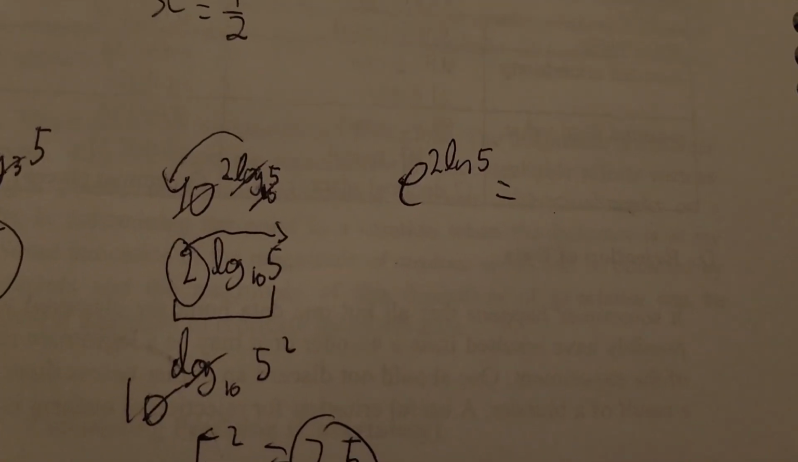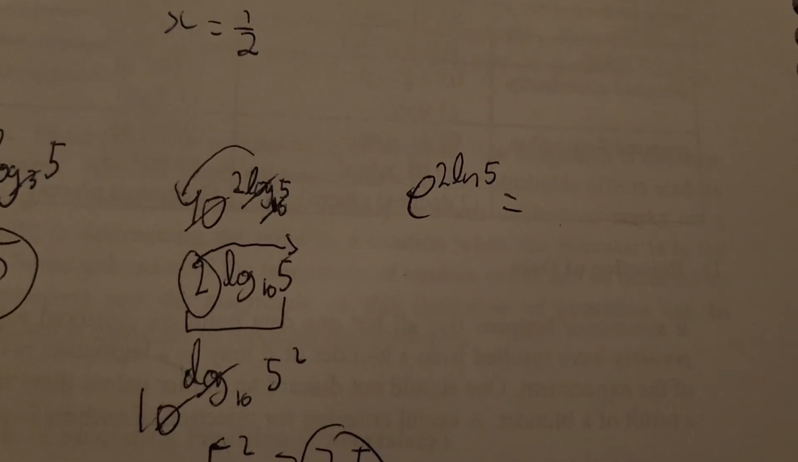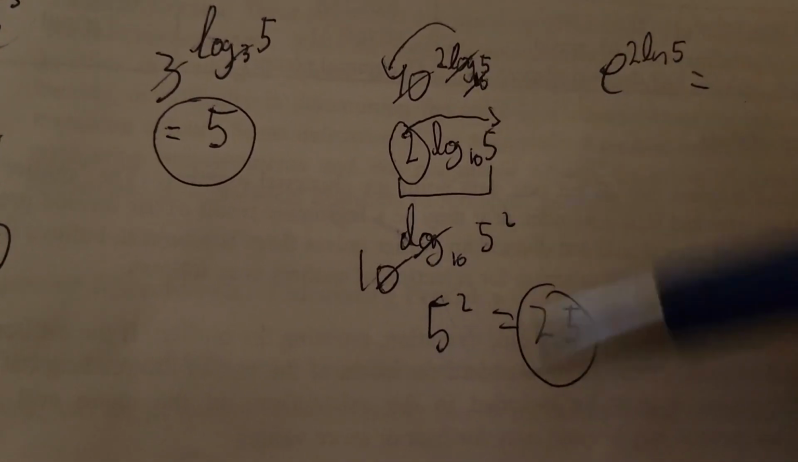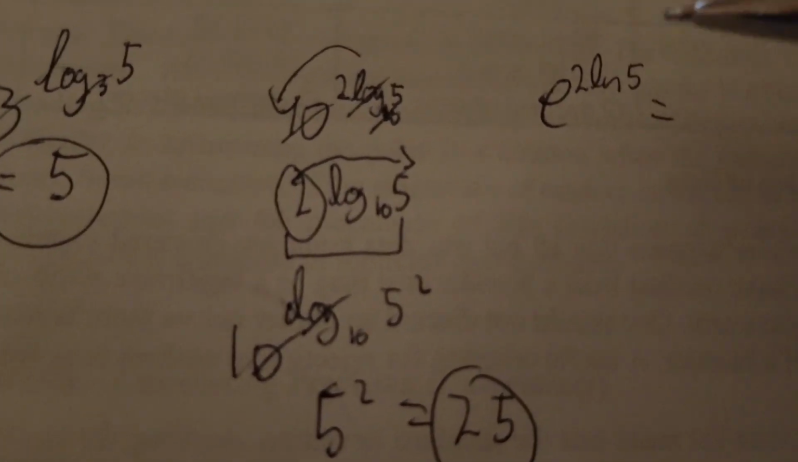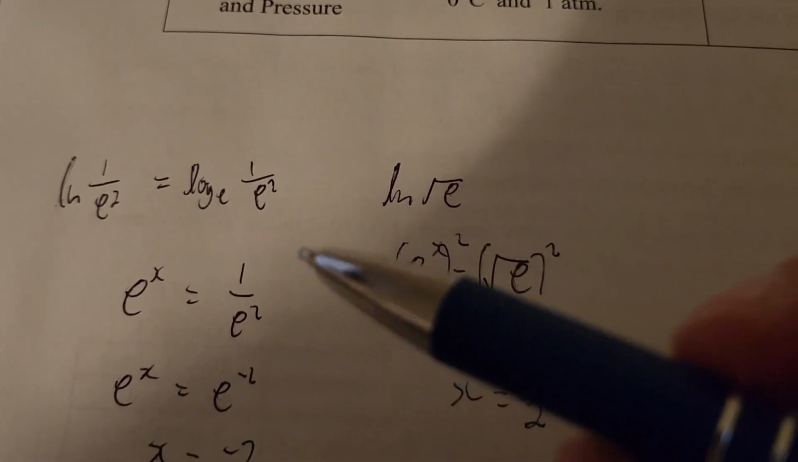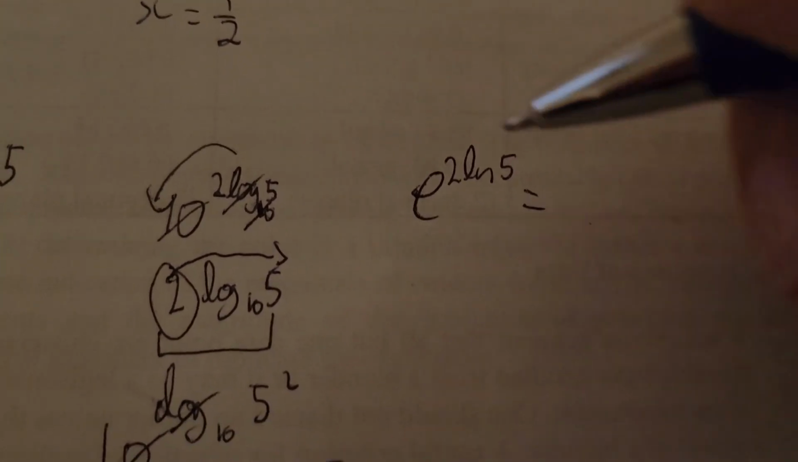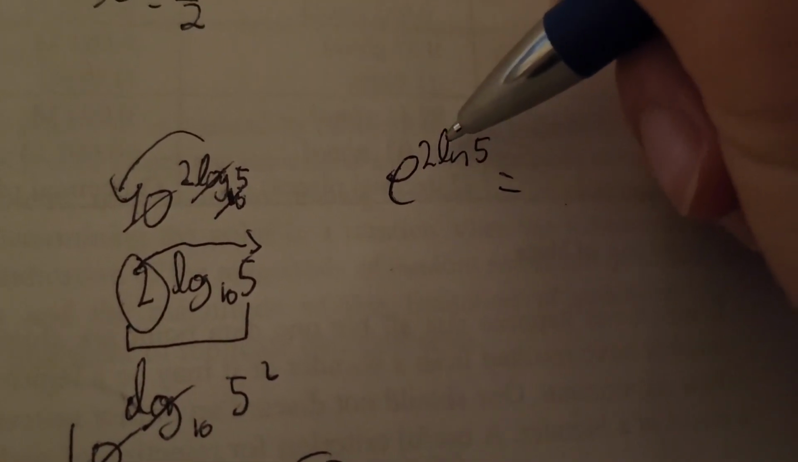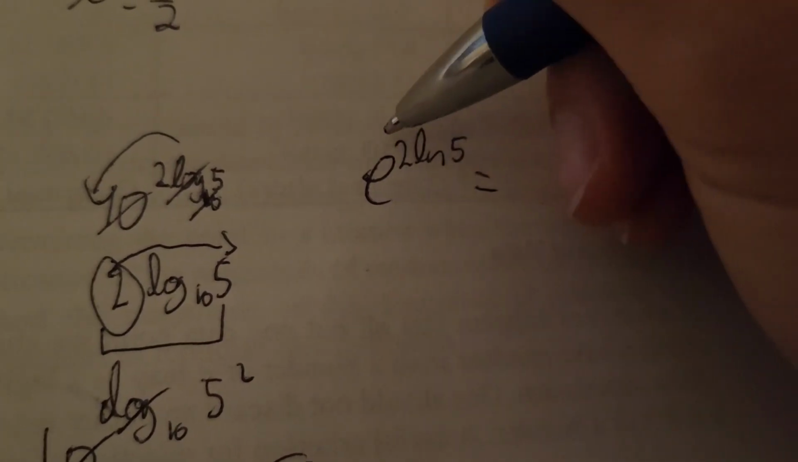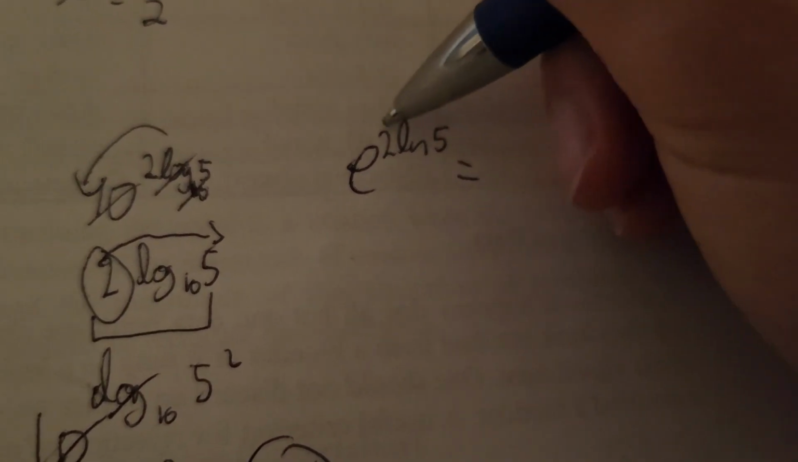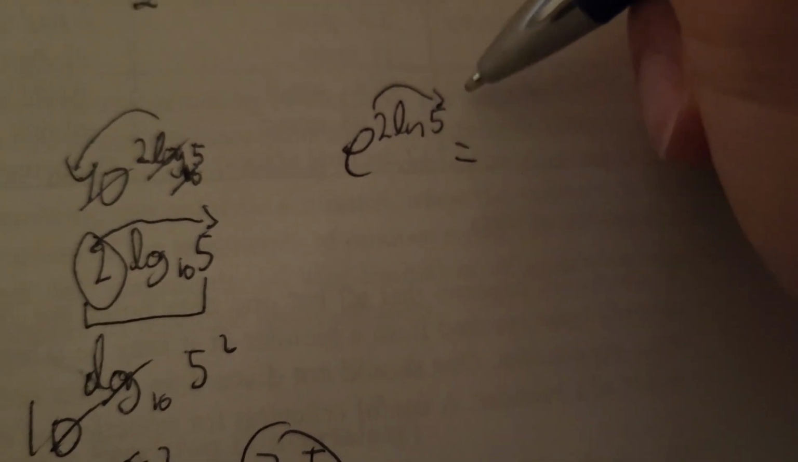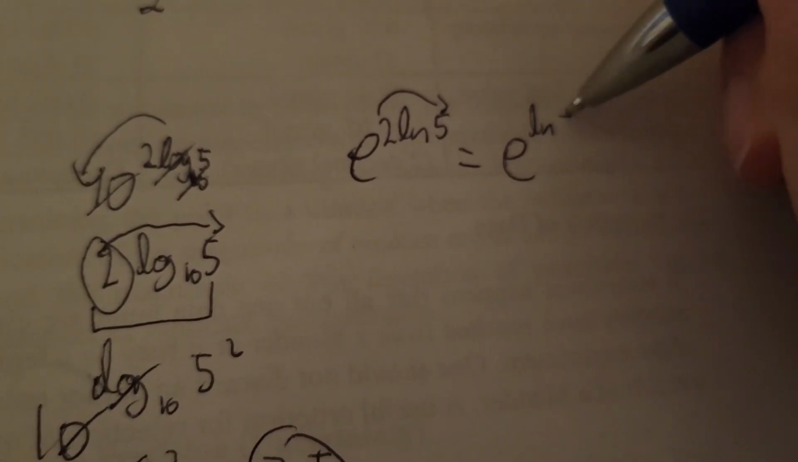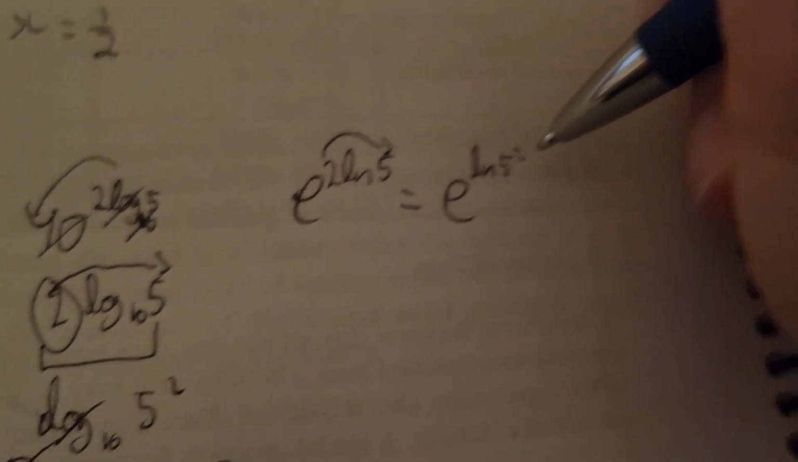So to evaluate e to the power of 2 times ln 5, you use the exact same steps as you did with this question. Remember, the only difference is ln is just log base e, right? So we can first bring the factor that's multiplied by, so it's 2 times ln 5, we can bring this over here. Now that's equal to 2 times ln 5 squared, right?